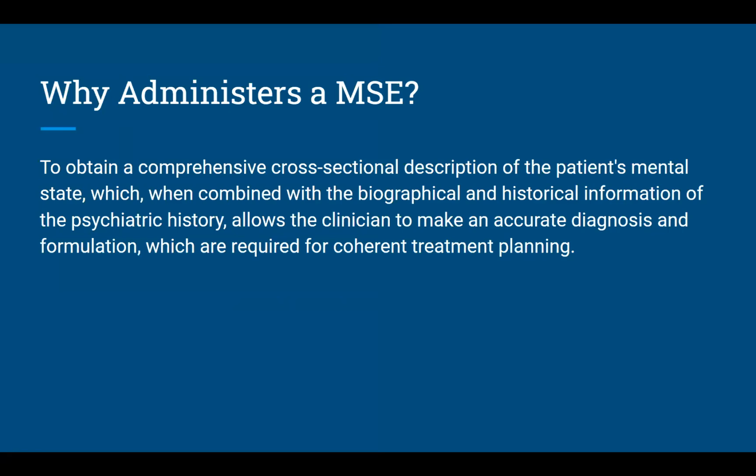So the purpose is to obtain a comprehensive cross-sectional description of the patient's mental state, which when combined with the biographical and historical information of the psychiatric history allows you to make an accurate diagnosis and formulation for treatment planning. So what the heck does that mean? It means that there are domains of mental status, and you're going to look at each of those domains, and then you're going to, as the clinician, think about that, combined with the information that you get in the intake from your client or the information that you're getting across time, so biographical and historical information of the history of your client, and then you can make a more accurate diagnosis and formulation, and therefore a treatment plan.